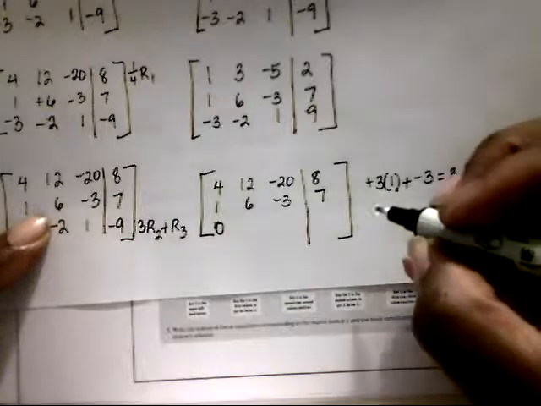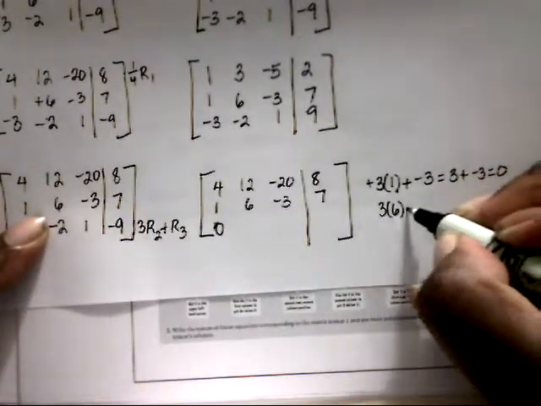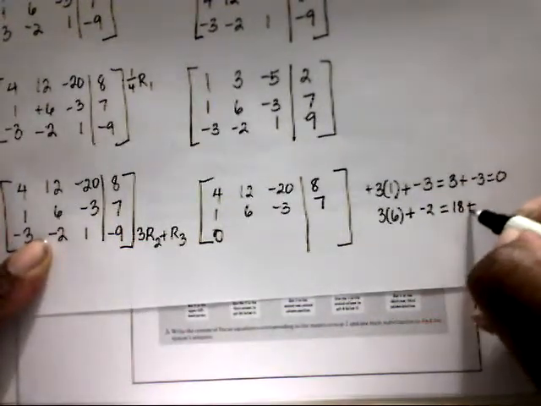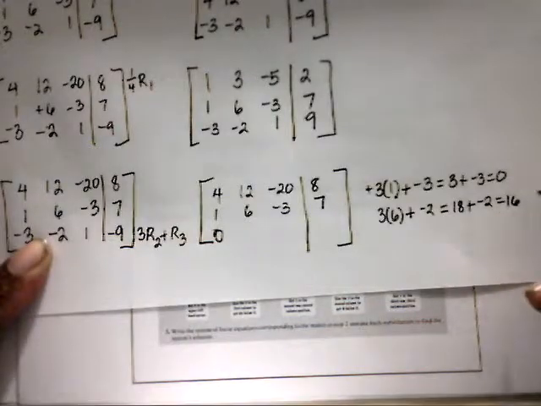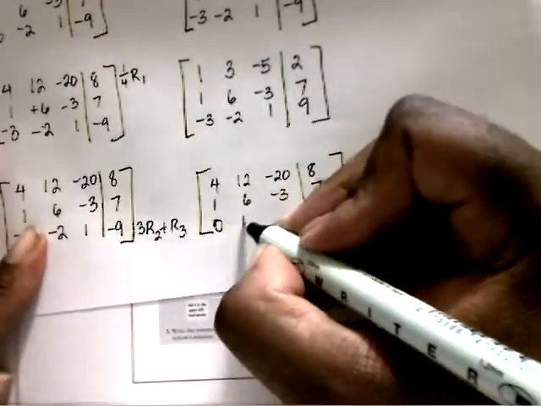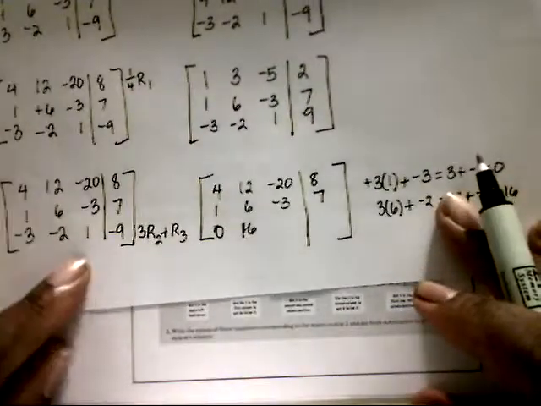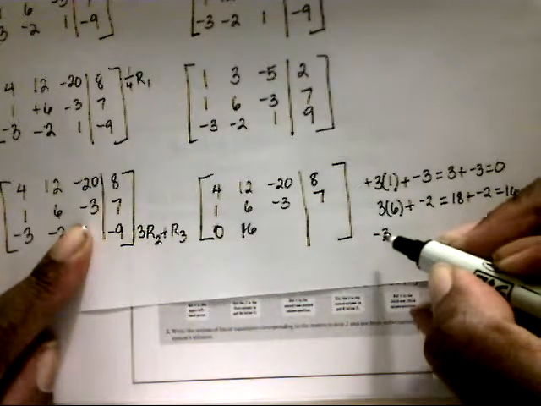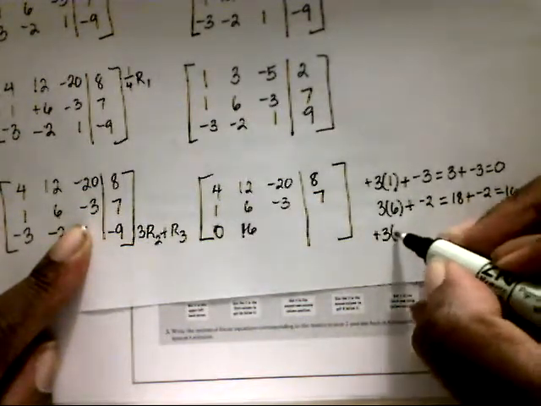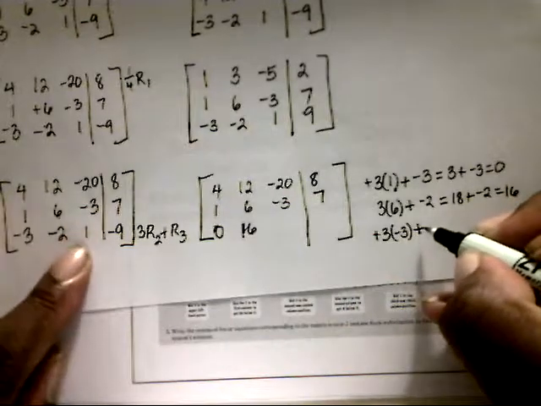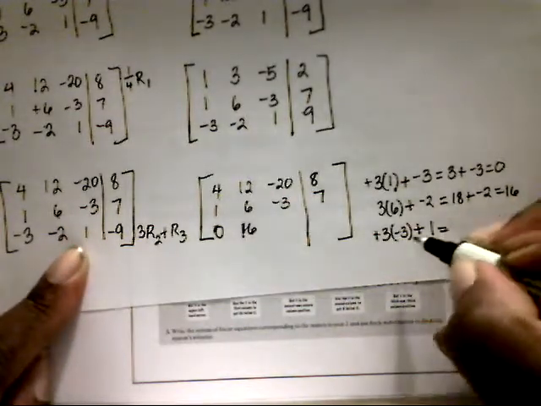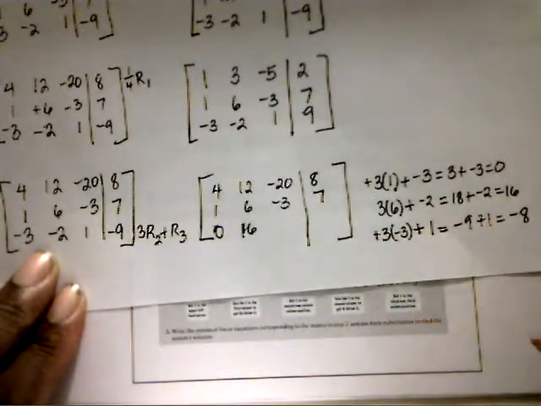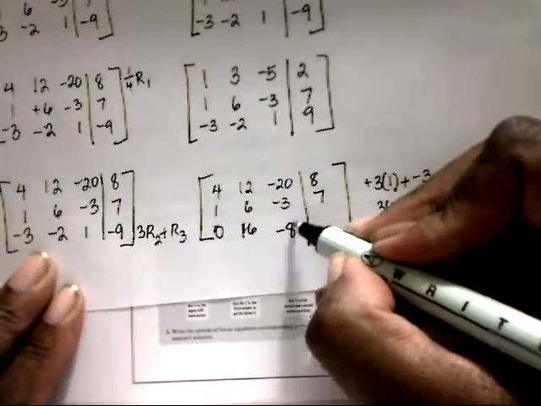Here in the second row is 6. Do 3 times 6 plus the negative 2. 3 times 6, that's 18, plus negative 2 is 16. So that 16 goes here. And then in the second row, that's negative 3. So 3 times negative 3 plus what's in row 3 is 1. 3 times negative 3, that's negative 9. Negative 9 plus 1, that's negative 8. So negative 8 goes here.